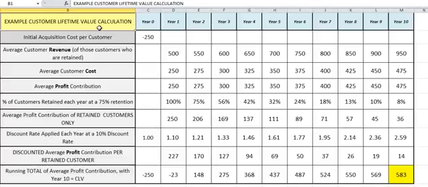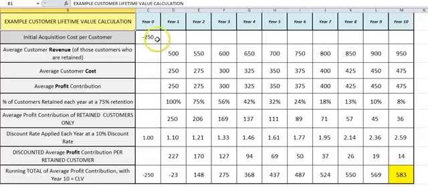In this video I'm going to show you how we calculate customer lifetime value in a step-by-step manner. So in this case we've calculated down here customer lifetime value to be $583. So how does that happen?